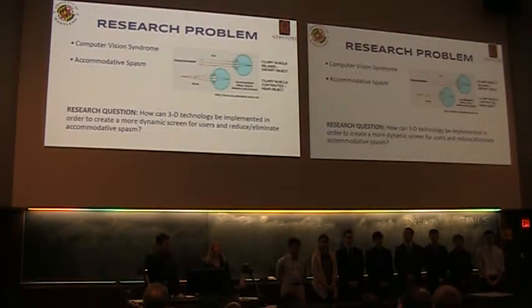So here's the problem. With the increasing use of computers in our daily lives, we're spending hours in front of a screen, which leads to eye strain called computer vision syndrome. Team Scope is specifically looking at accommodative spasm. Accommodative spasm is when the ciliary muscle in your eye is in a state of contraction for too long, which leads to eye strain symptoms such as decreased blink rate, eye redness, and eye discomfort.